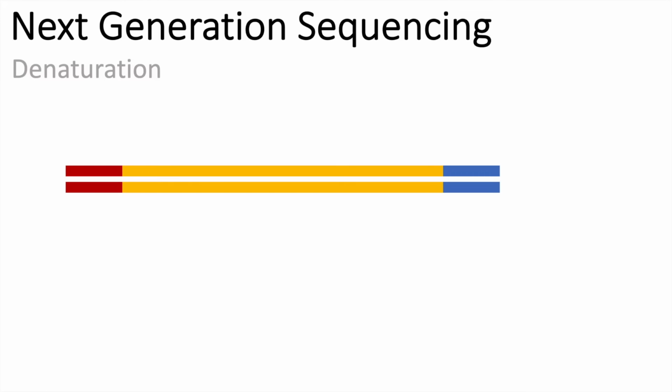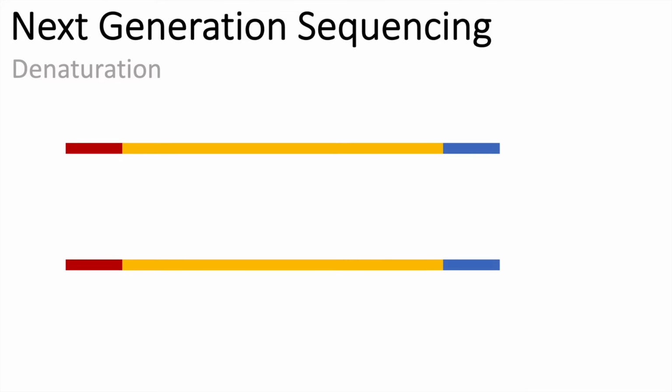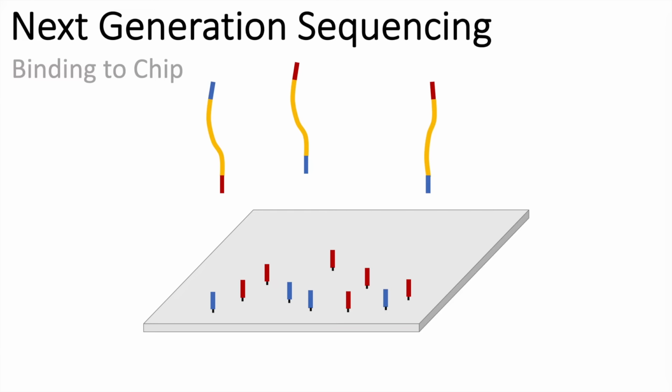First, our DNA double-stranded fragment is denatured. So in theory, the whole genome should be in fragments and all of the fragments have attached two different types of binding sites on each end.